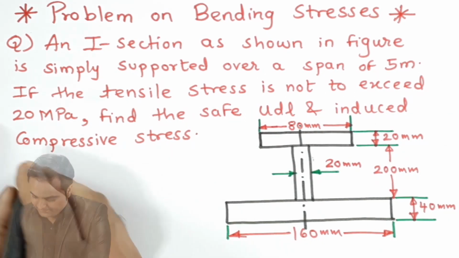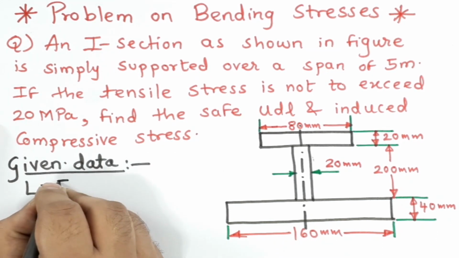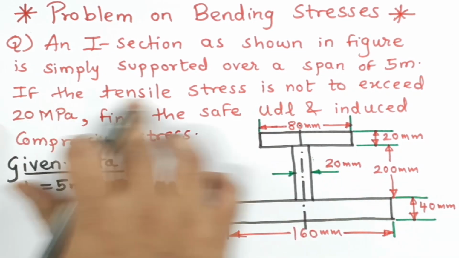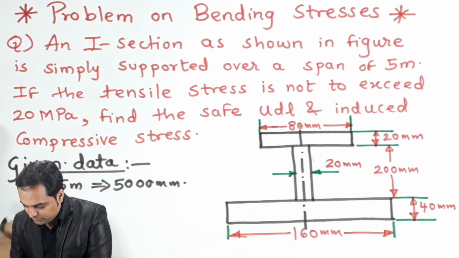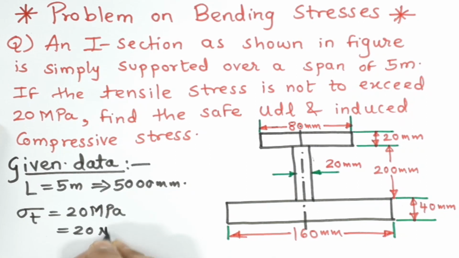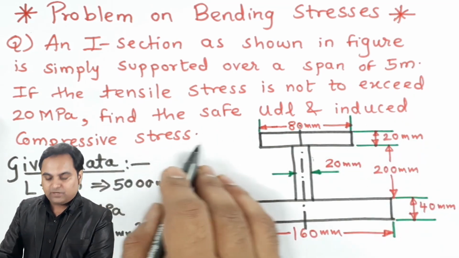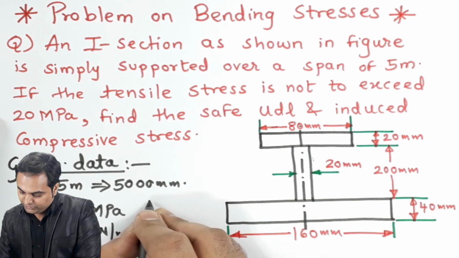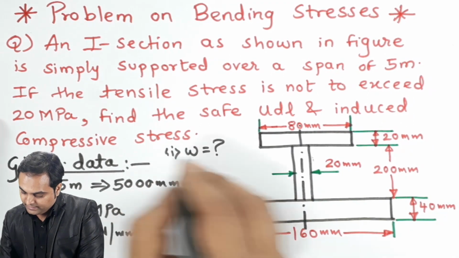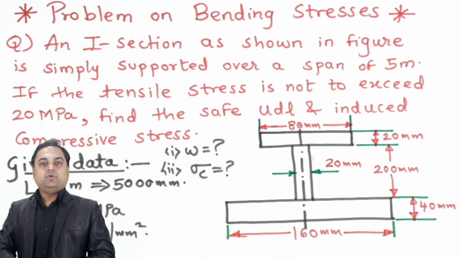I'll write the data. Length of the beam is 5 meter, which is 5000 mm. If the tensile stress is not to exceed 20 megapascal, sigma suffix t, it is 20 Newton per mm square. We have to find the safe UDL and induced compressive stress. Safe UDL, I'll denote it by small w, that we have to find out, and induced compressive stress is sigma suffix c. So this is the question in front of us.